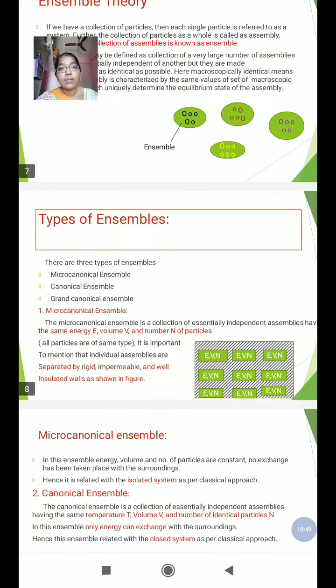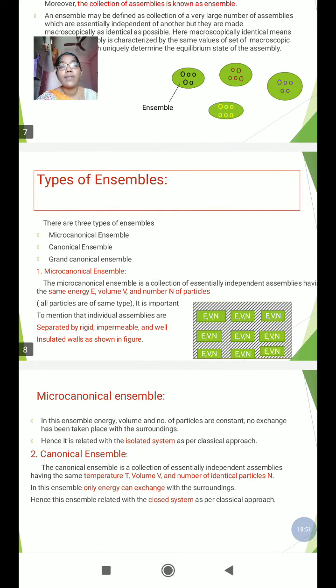about large number of particle systems. Okay. Next, how are these ensembles classified? Let us see the types of ensemble. There are 3 types of ensembles. Depending on the exchange of energy or exchange of particles with the surroundings, there are 3 types of ensembles. Those are microcanonical ensemble, canonical ensemble, and grand canonical ensemble.